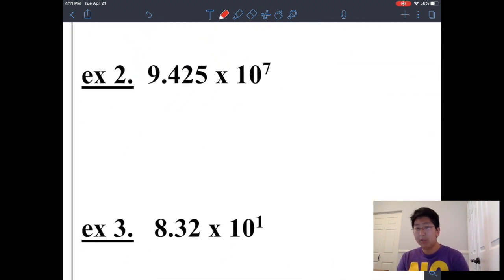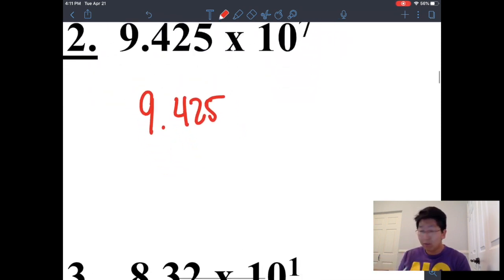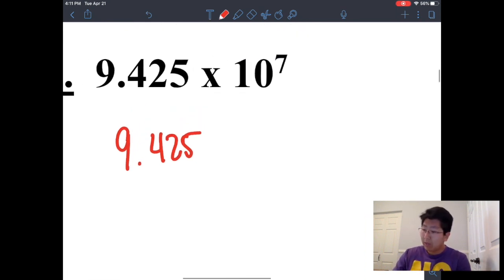9.425 times 10 to the 7th. Now what's going to happen is we're going to write this down, 9.425. And one of the key things I want you to notice is that C is greater than 1, but less than 10. 9.425 is bigger than 1, right? Or equal, and it's less than 10. So the C value is valid, and it's times 10 to the 7th. So notice that it's times 10 to the positive 7. That's a big number, right?